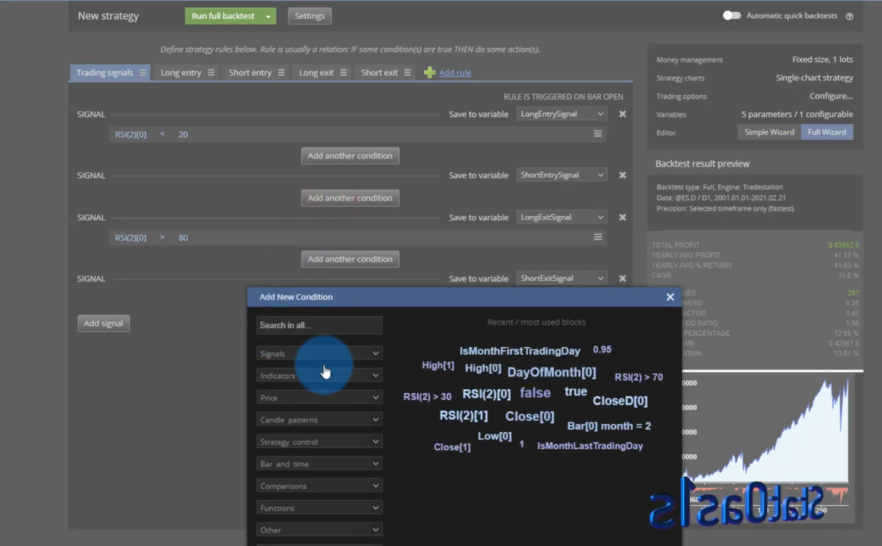Now we'll do the short side. And remember, the short side on the ES is a lot faster than the long side. Usually, this works on all indexes and stocks, mostly on commodities also. On currencies, not the same way. But usually the short side is a lot faster.